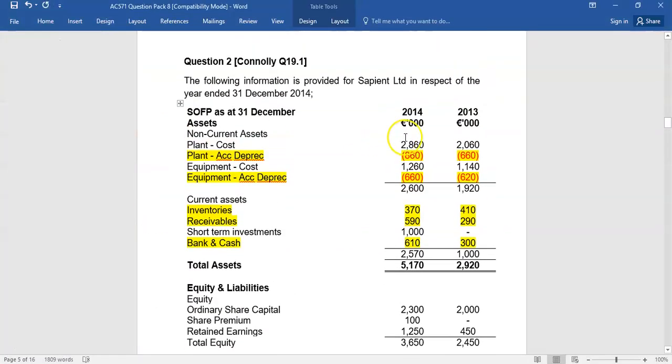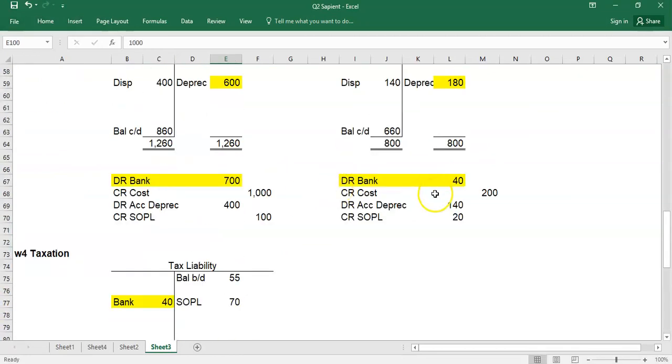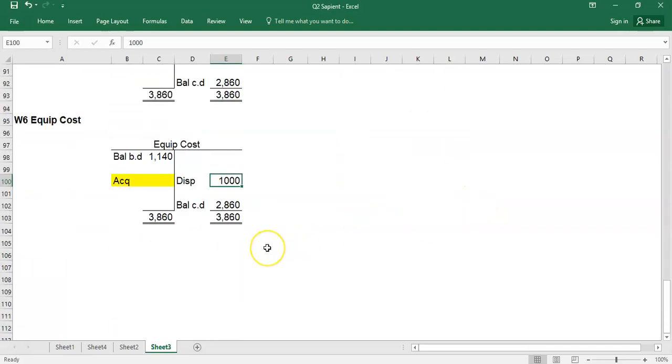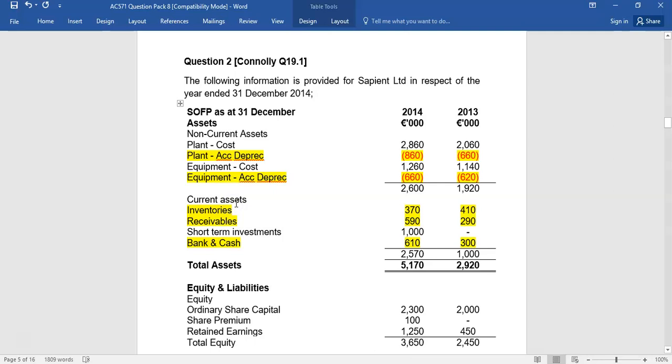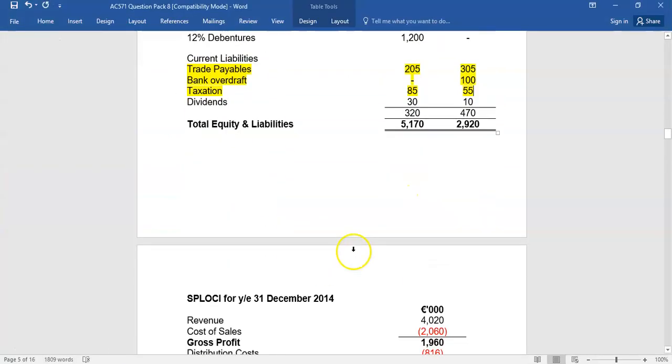Opening balance of equipment was 1140. Your disposal, we said, of equipment was 200. Make sure you're putting in the cost now, because this is the cost T account. And your closing balance was 1260. So you're trying to figure out both sides should be 1460. It clearly doesn't balance. You're short on the debit side, so there must have been an acquisition during the year.